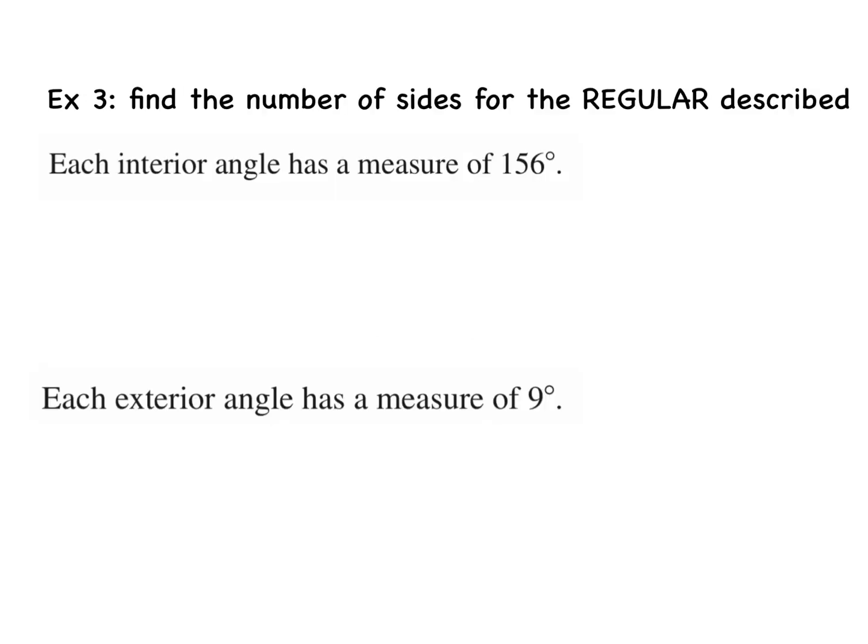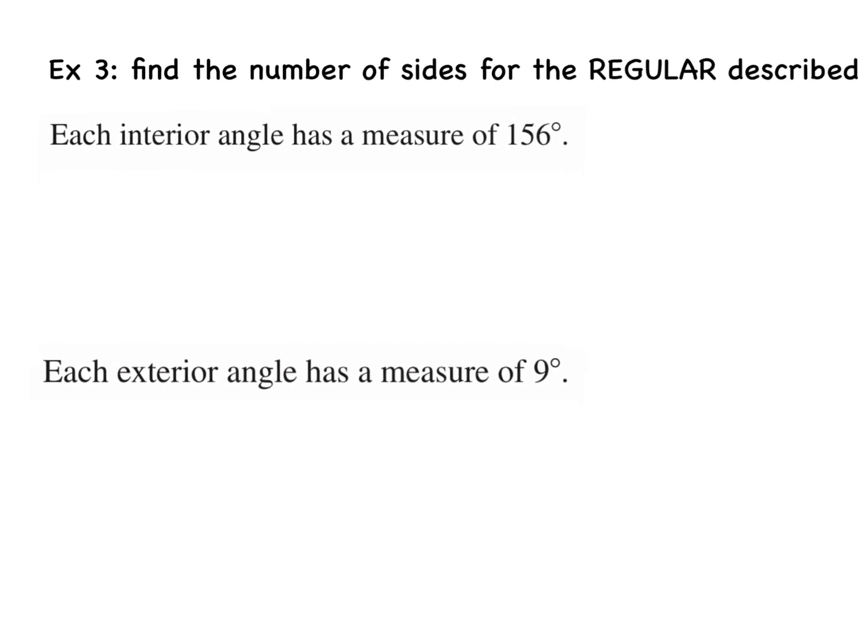Example 3 says, find the number of sides for the regular polygon described. The first one is each interior angle has a measure of 156 degrees. So if it's interior, remember the formula for interior is 360 over what? 180 minus x. All right, now that 156 degrees, do y'all think we're going to plug that in for the n or for the x?